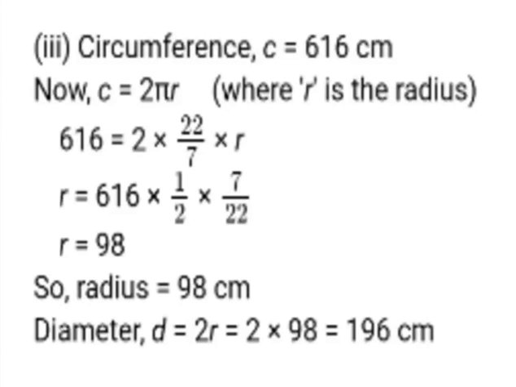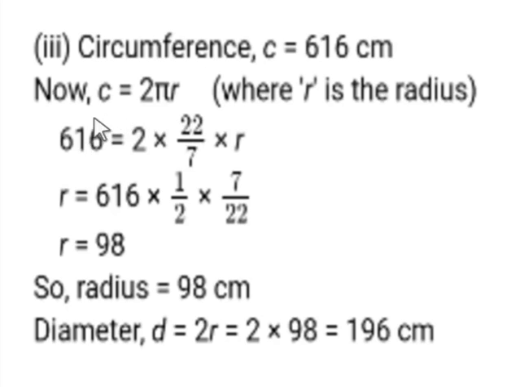Now example number 3, children. Here the circumference, that is C, is 616 centimeter. Here you have to find radius and diameter both. So children, first we will find the radius using formula C equal to 2 pi r, where r is the radius of the circle. Now put the values.